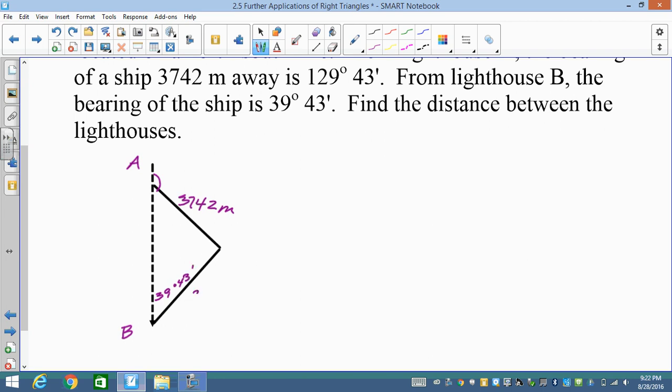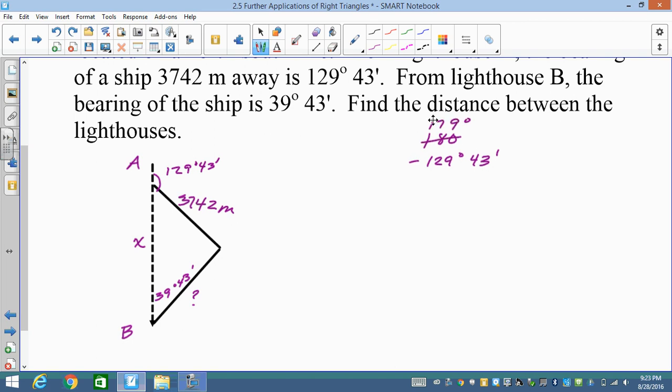They did not give us this value. I don't know if we need it. It says find the distance between the 2 lighthouses. Nope, we don't. This is what we need. So the question is this a right triangle? So keep in mind that this angle will add up. This angle is supplementary. So I know this is 129 degrees 43 minutes. So 180 minus 129 degrees 43 minutes.